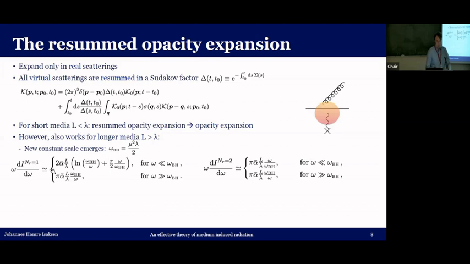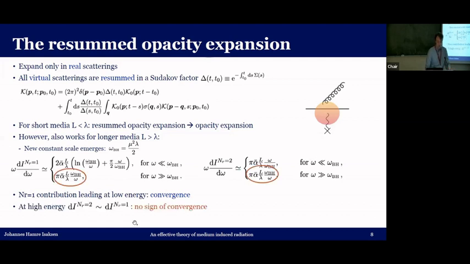And we also calculated, of course, the emission spectrum in this case for when L is bigger than lambda. And as you can see, for very low energies, the first term here is leading, so we expect it to converge since the first term is bigger than the second term. However, at higher energies, you can see that these terms are actually the same. So you won't expect it to converge there. I mean, it could, but there's no sign of it.